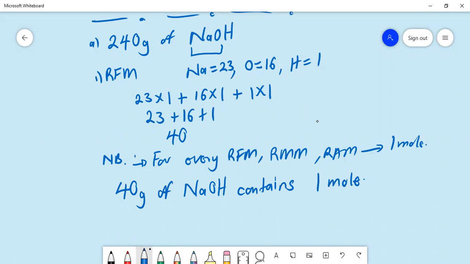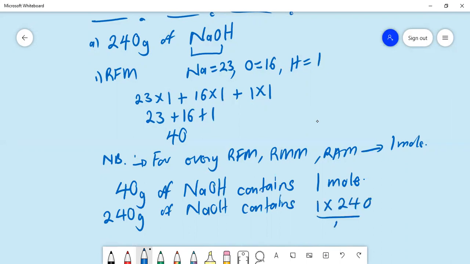But how many grams have they given us? They have given us 240 grams. That means 240 grams of sodium hydroxide contains 1 times 240 out of 40. What do we get?